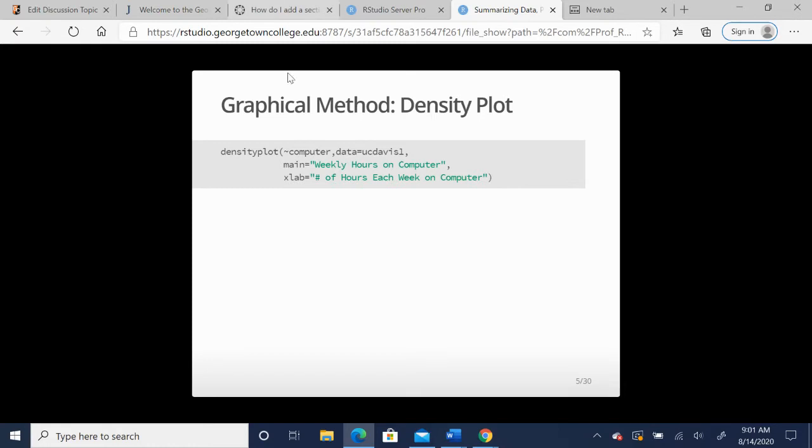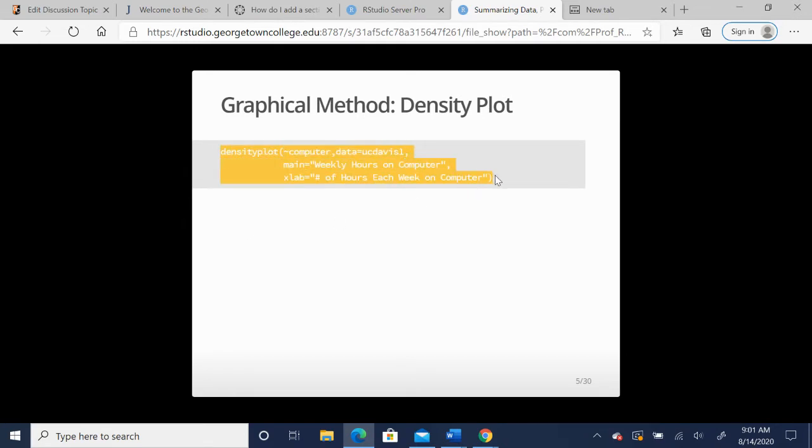Now you'll see here that you have two extra little qualifiers that you haven't seen on commands before. It looks complicated, but it's not. It says main and xlab, and then you have some words over here in parentheses. Main just means the title you're going to use for the entire graph, so weekly hours on a computer. I might have added of UC Davis students, but that's okay. And xlab is just the label for the x-axis, so number of hours a week on the computer. So let's give this a try.